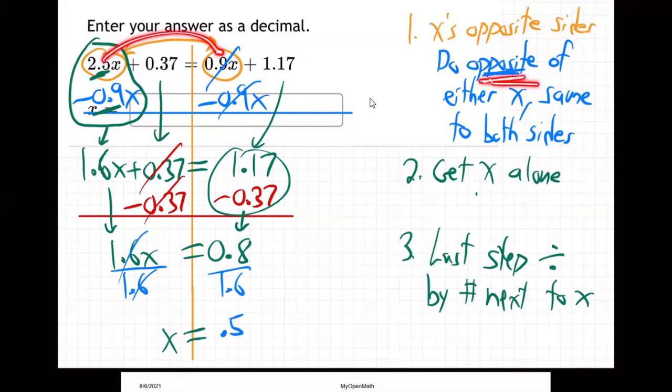So again, what do we do with x's on opposite sides? We do the opposite of either one, but you do it to both sides. I did the opposite of 0.9 to minus 0.9, and then just use your calculator, bring it down, bring it down, bring it down, and then just get x alone. So do the opposite of this guy. Then last step is divide. You always save the number right next to x for the end, and you get rid of it by dividing. There we go.